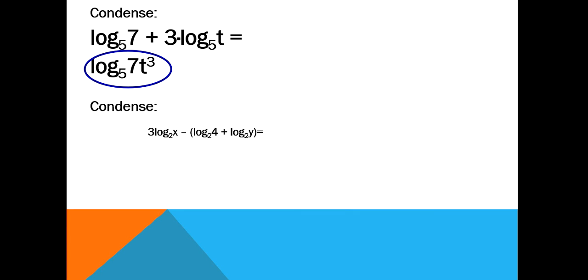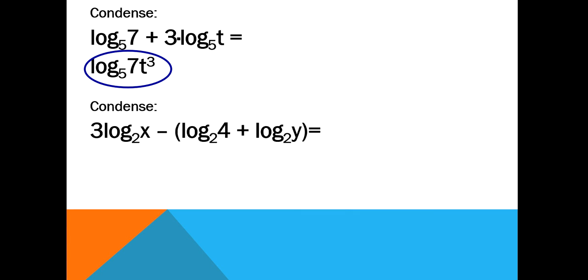Here's another one. Try it out, pause it, and then see if you get the right answer. Okay, here we go. So the first thing you're going to have to deal with when you're condensing is dealing with anything with the power property. So you're going to move this 3 to the power here, okay, using the power property. Because I have parentheses going on here, I have to do what's inside the parentheses first. So I have to condense these two first using the product property.